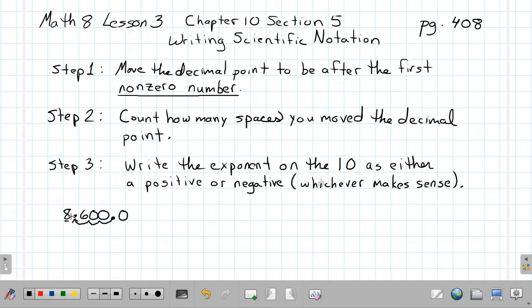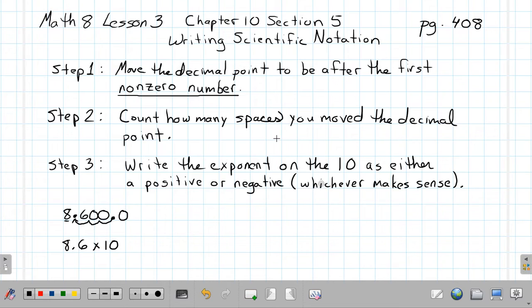So in this case, the number 8,600 can be written as 8.6. We can leave off the rest of these zeros, but if you wanted to include 0, 0, 0 there, that's fine. But this is 8.6 times 10. And now we have to make a decision, and that's what step 3 is about.